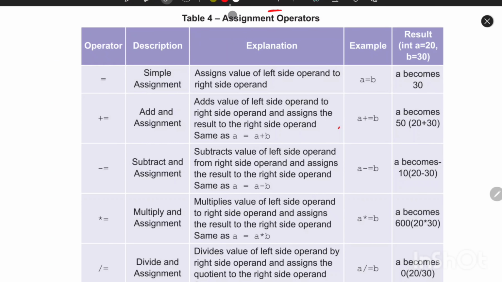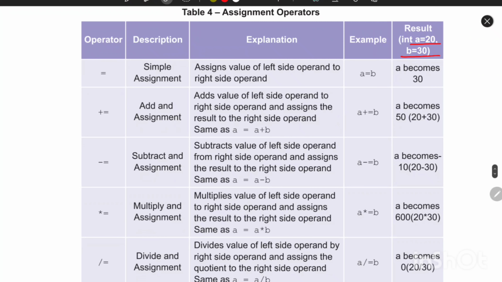This is the first type we have. For example, if you have a equal to 20 and b equal to 30, then if you are writing a equals to b, that means you are assigning the value of b to variable a. So a becomes 30. Initially it is a equal to 20, but if you are writing a equal to b, then the value of b is shifted into variable a and a becomes 30 now. This is the first type.